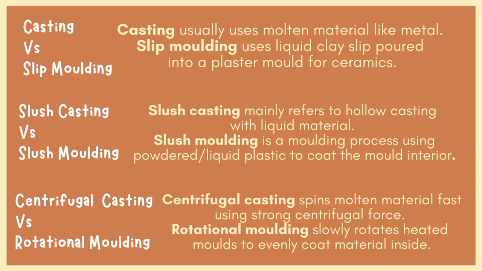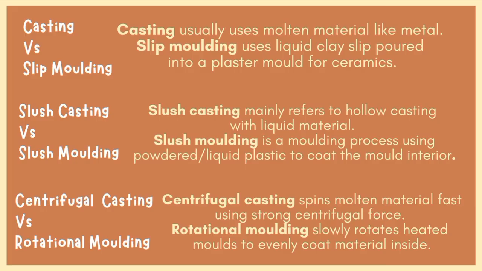Casting generally uses metal, while slip molding generally uses liquid clay, and it goes inside a plaster mold for ceramics. Slush casting versus slush molding: in slush casting you mainly create hollow objects with the liquid material. In slush molding, however, you use powdered or liquid plastic to coat the inside of the mold.